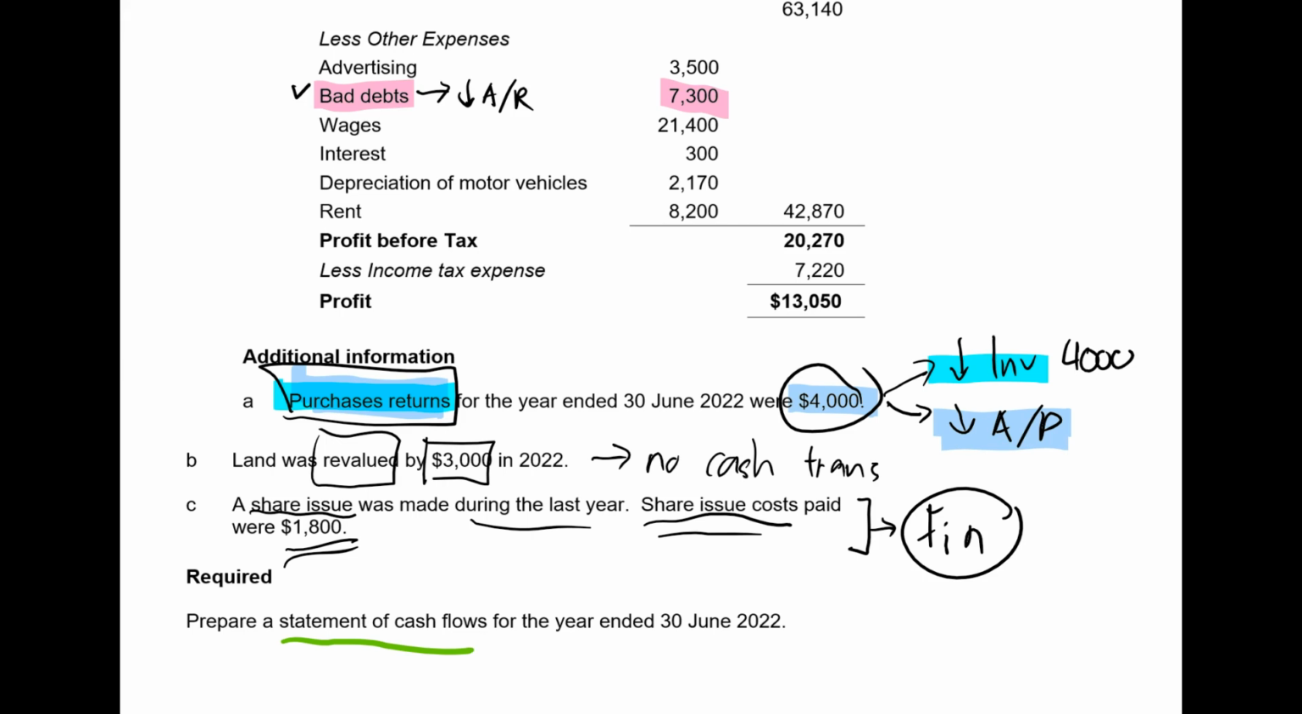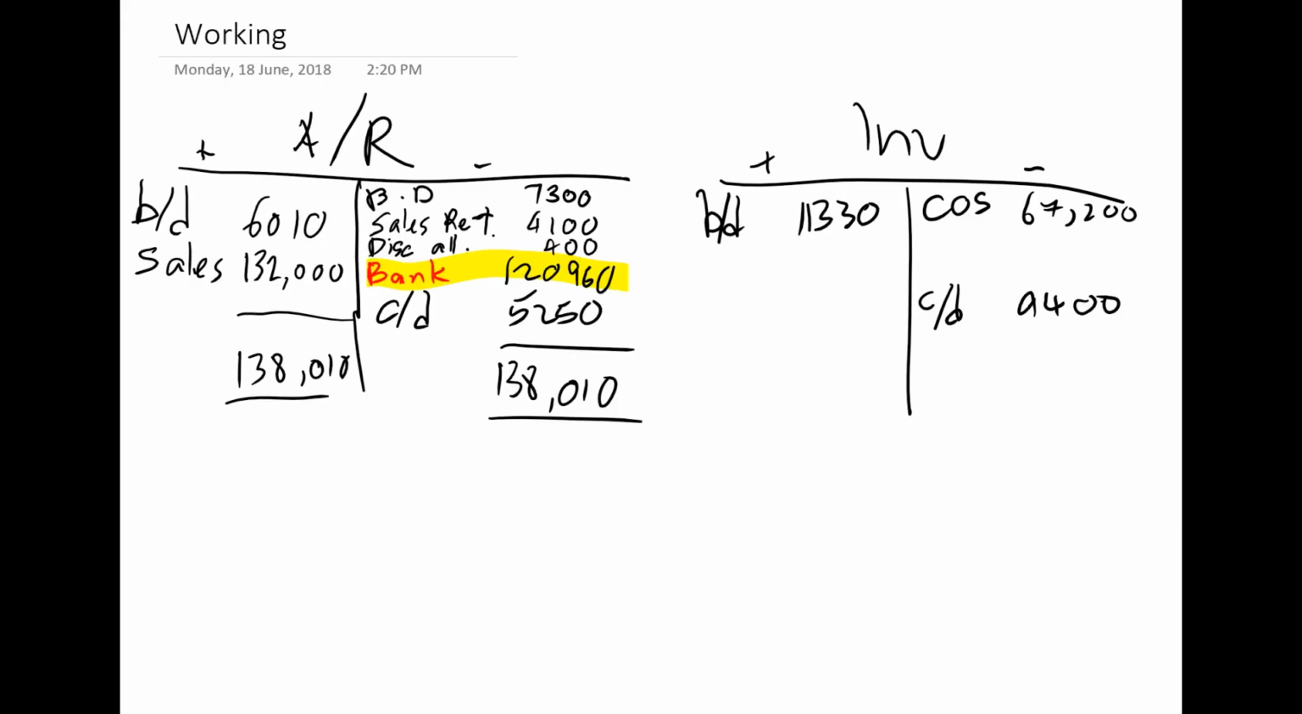When I have a purchase return, I return the inventory to my supplier, so my inventory will go down by 4,000 as well. Purchase return will reduce my inventory by 4,000. I have to record this as well.